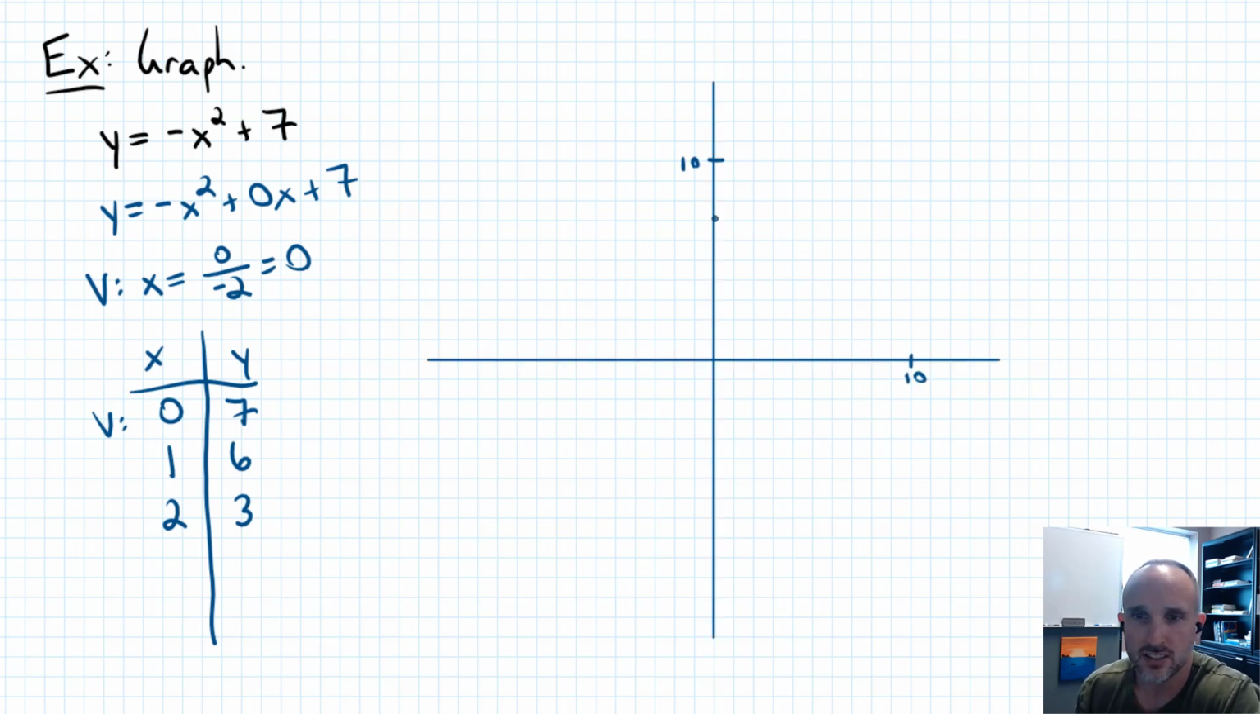Okay, so our vertex is at (0, 7). Our next point is at (1, 6), and then we got (2, 3). So this time our parabola is opening downward like this. And we can use the symmetry to plot a couple more points here to finish out the left-hand side. So this parabola opens downward, and the reason is because the a coefficient here is negative. That's always going to be a hint to you that your parabola should open downward.